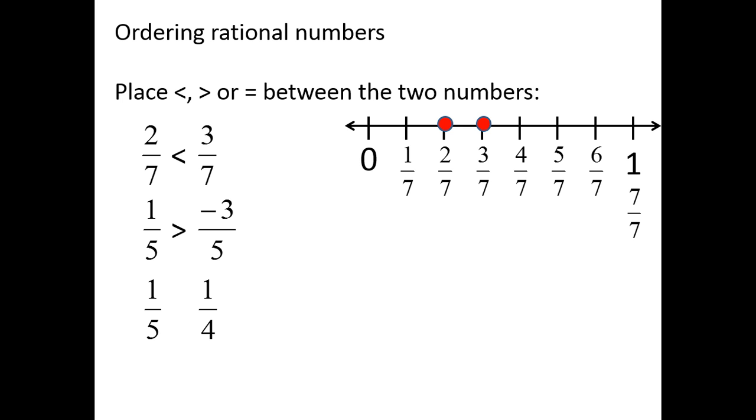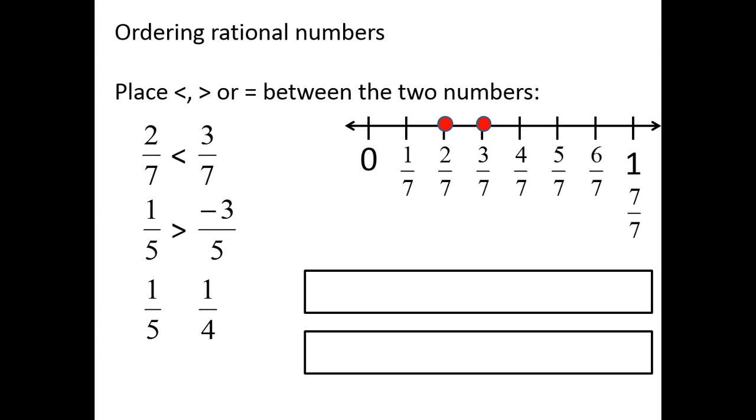Now if the denominators aren't the same, it gets a little trickier. So let's think about these two fractions, 1/5 and 1/4, in terms of area models. What we have here is two rectangles, each representing one whole, and you'll notice that the rectangles are the same size. That's important as well. When you're comparing two fractions to determine which one's larger or smaller, you need to make sure that the whole is the same size for both fractions.